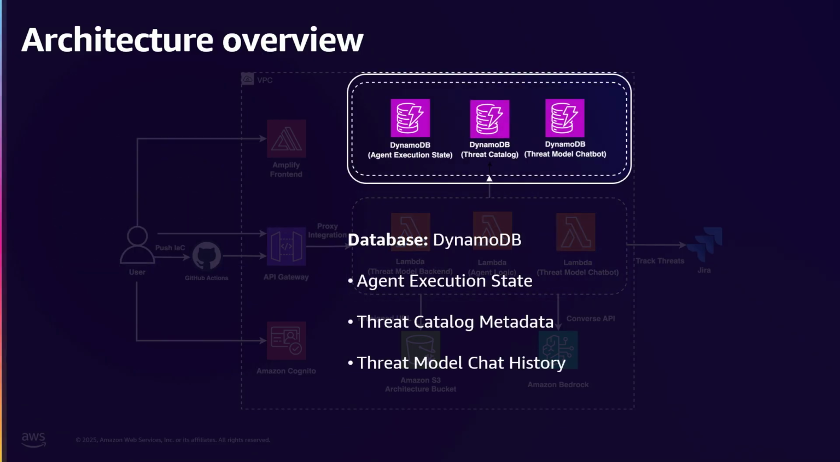For the database, we use DynamoDB tables. The first one stores the agent execution state, so all the nodes in the workflow can share the same memory and the same state. It also helps you do the STRIDE modeling replay. The second table stores the metadata of the STRIDE models, such as the ID, name, and status, so you can get an overview of all the STRIDE models in your system. And the last one stores the chat history with the STRIDE models.